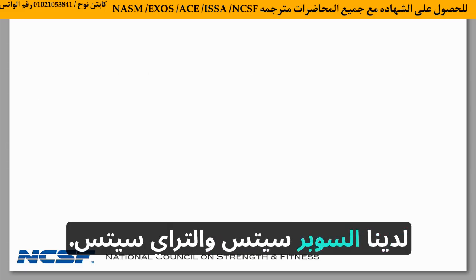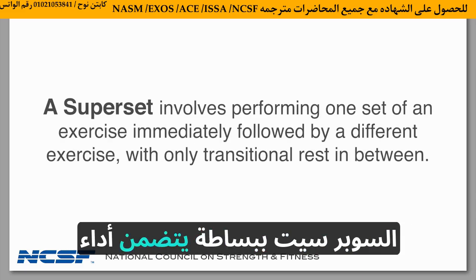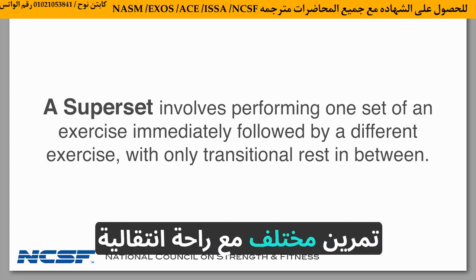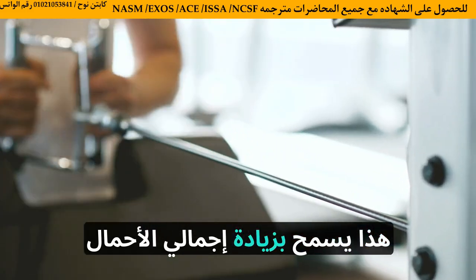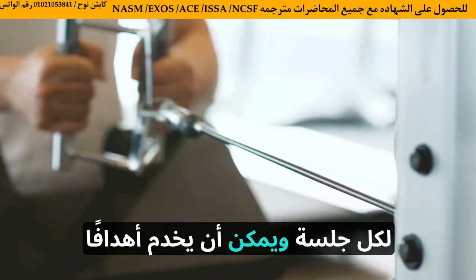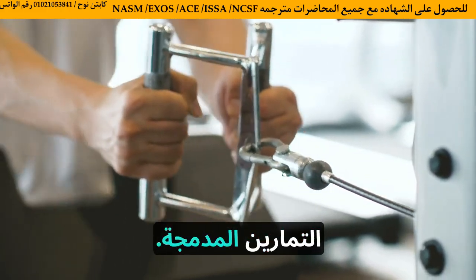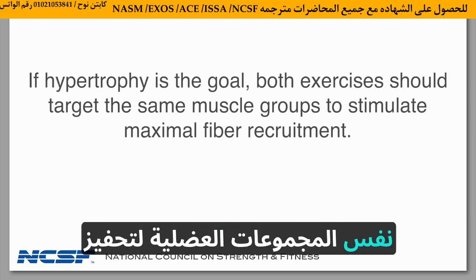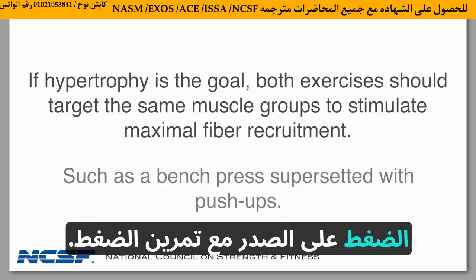Continuing forward, we have supersets and trisets. A superset simply involves performing one set of an exercise immediately followed by a different exercise, with only transitional rest in between. This allows for greater total workloads per session and can serve various goals, depending on the types of exercises combined. If hypertrophy is the goal, both exercises should target the same muscle groups to stimulate maximal fiber recruitment, such as the bench press, supersetted with push-ups.